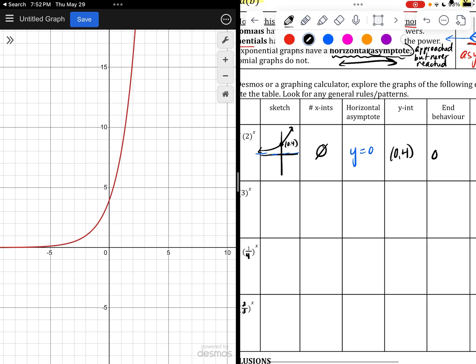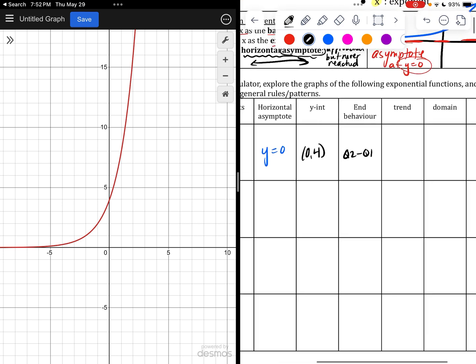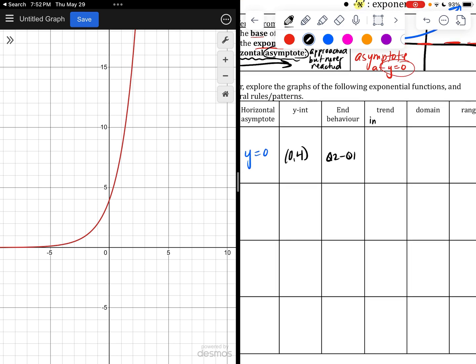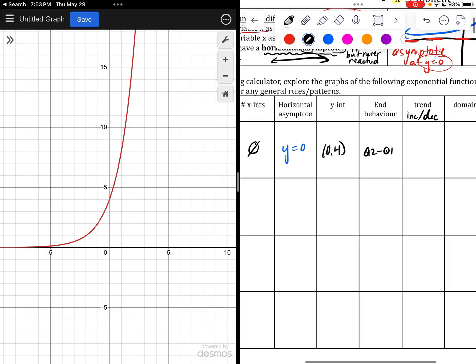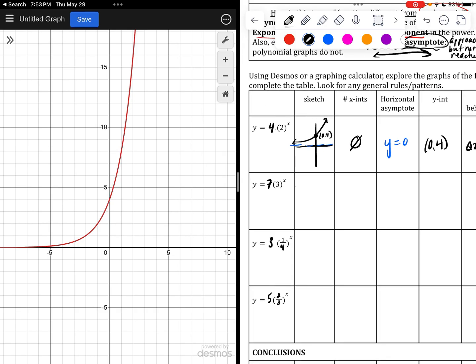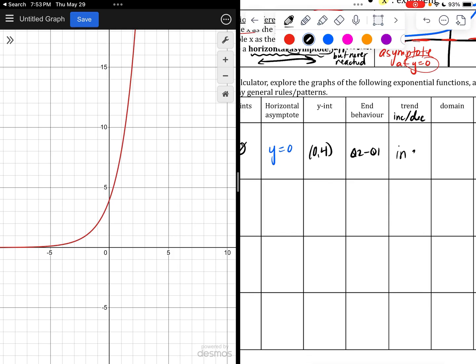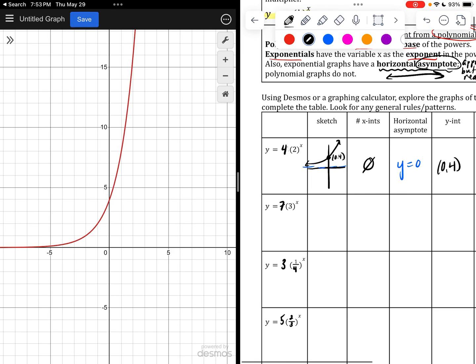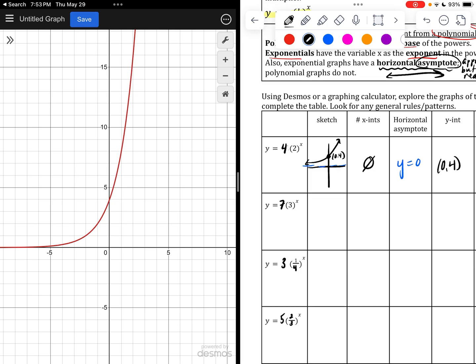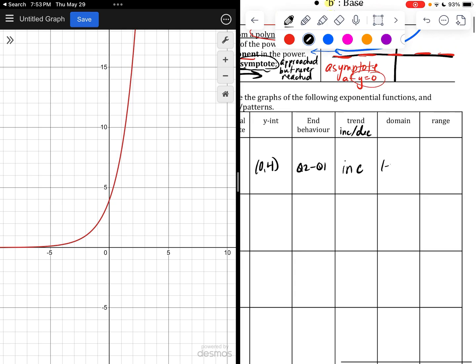It goes from Q2 to Q1. The trend, I'm just asking, is it increasing or decreasing? So this one, it starts on the left low and it's going up. So I'm going to use the word increasing. Okay, the domain, it goes all the way left, all the way right. So negative infinity to infinity.